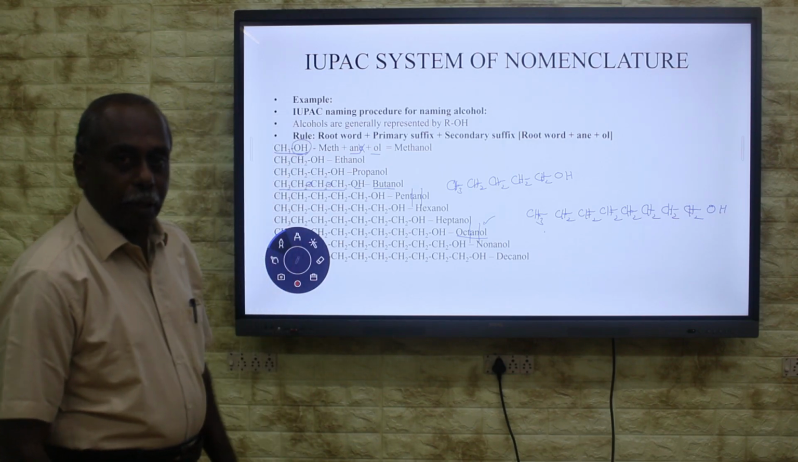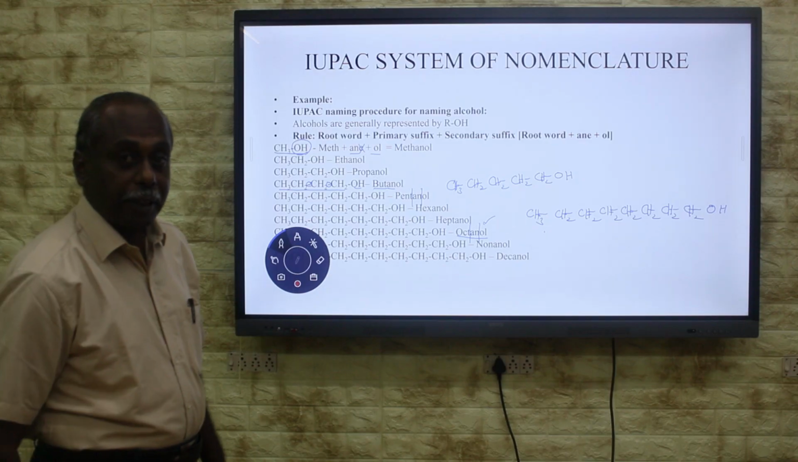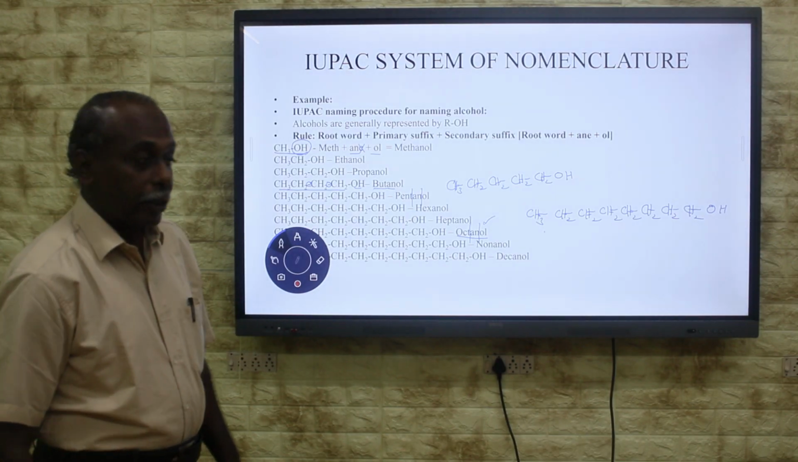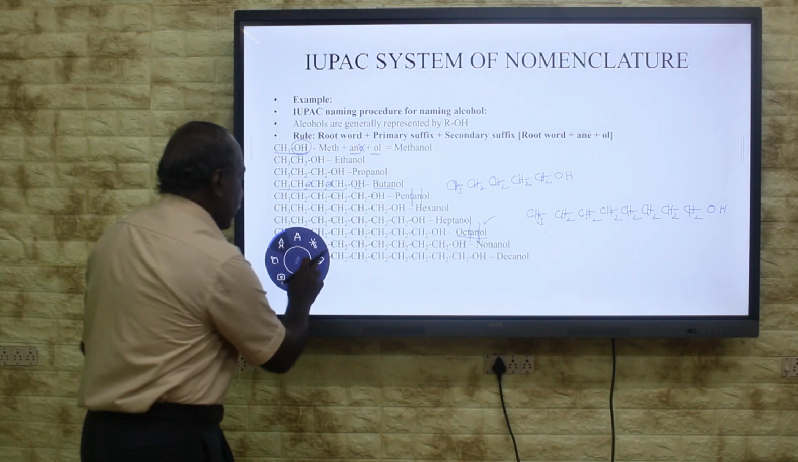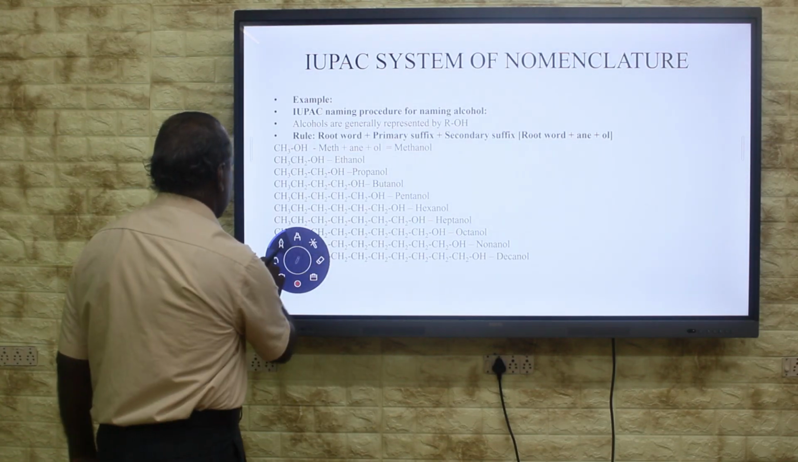In that manner, we are going to write the structural formula. If the IUPAC name is given, we can write the structural formula of the compound. Let us pass on to the next example.